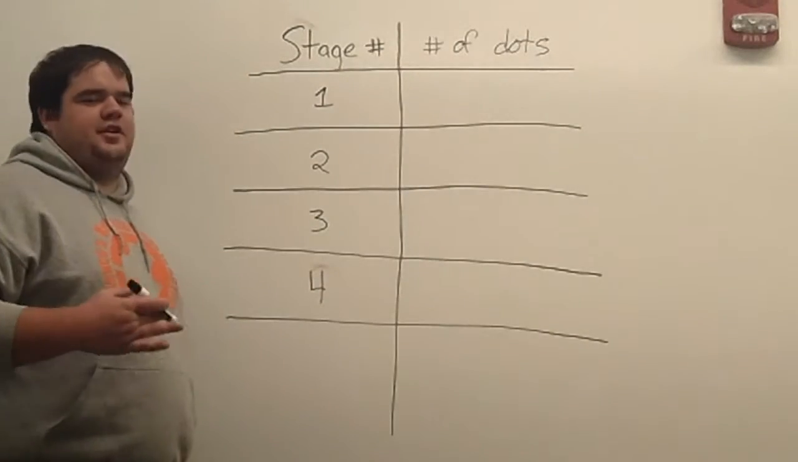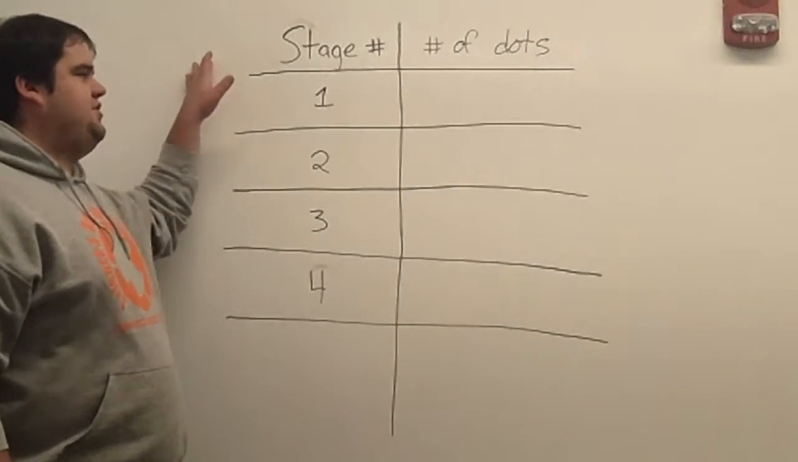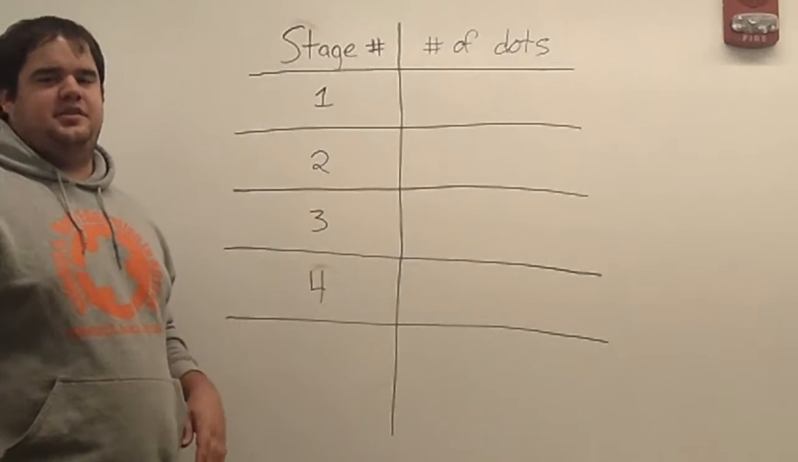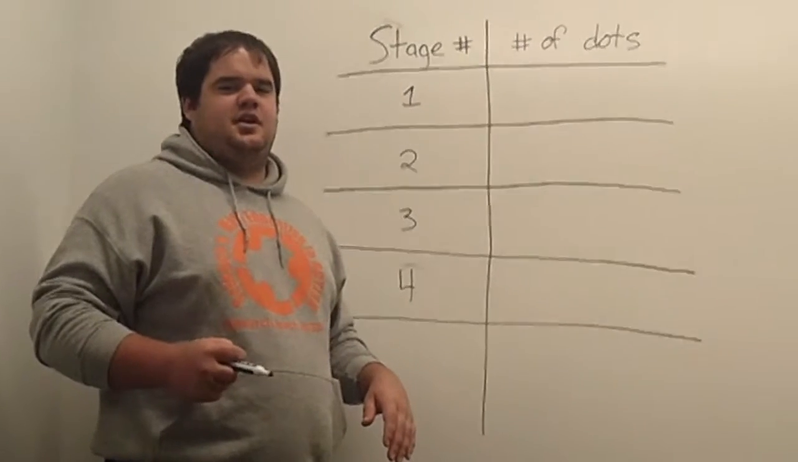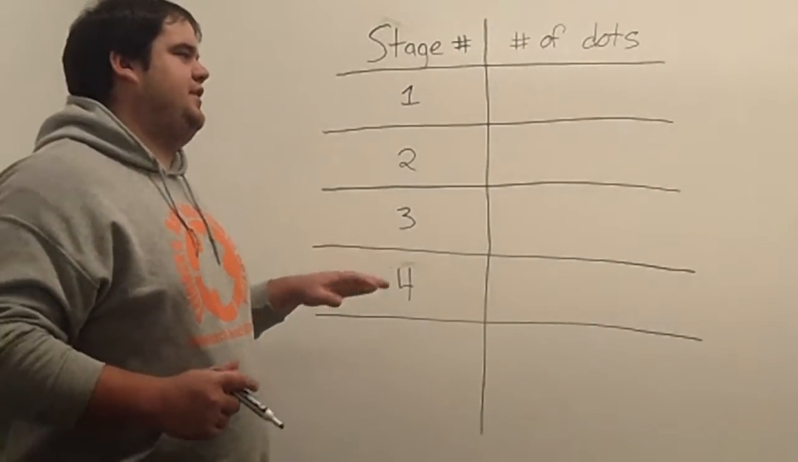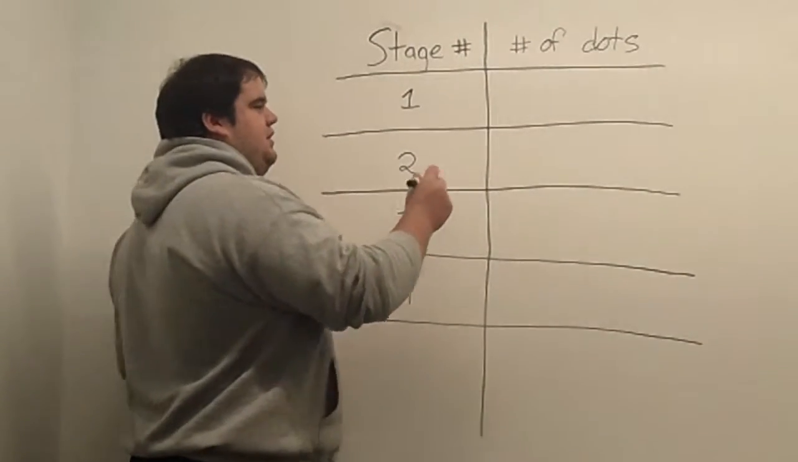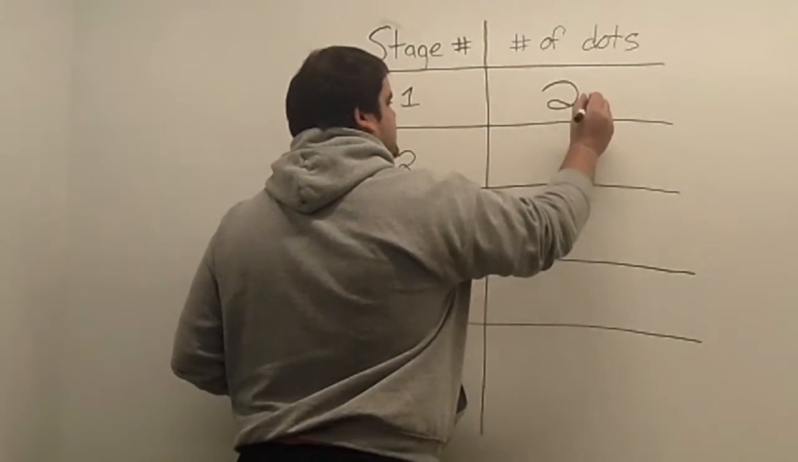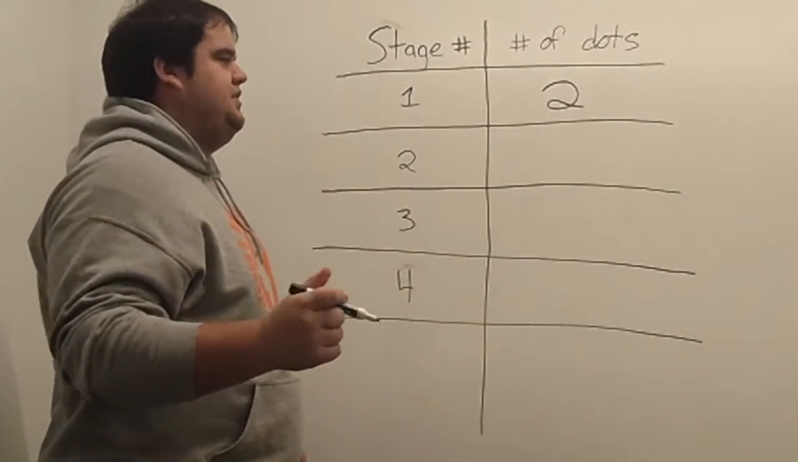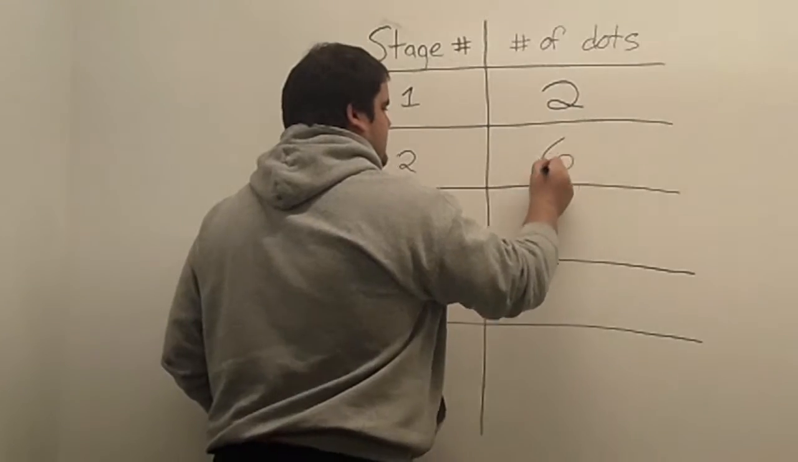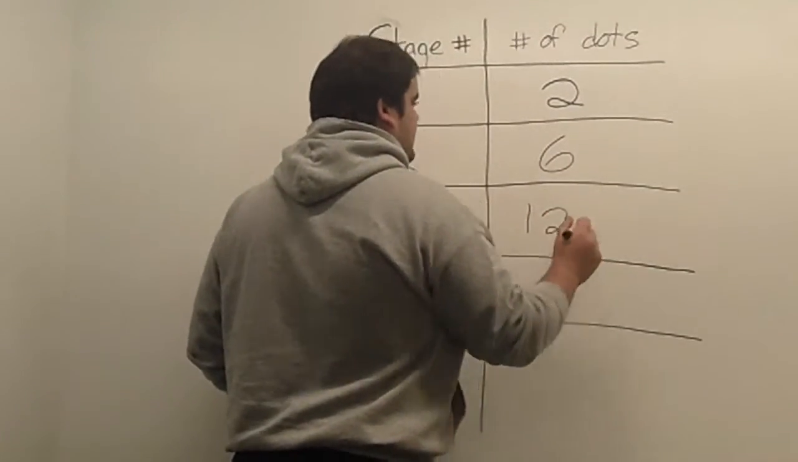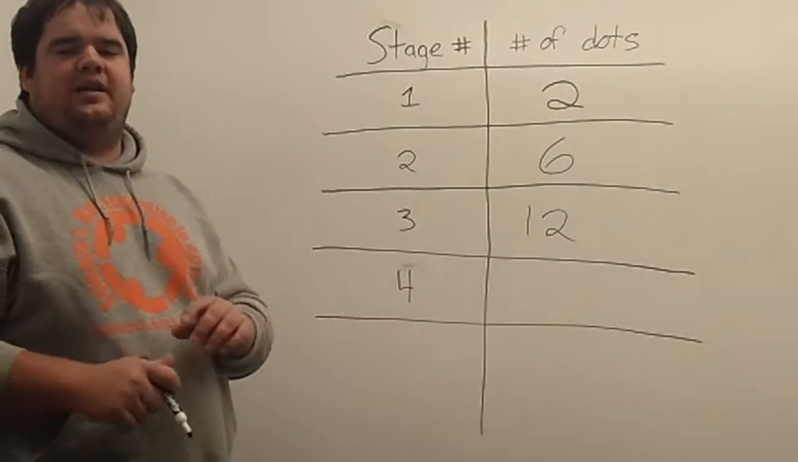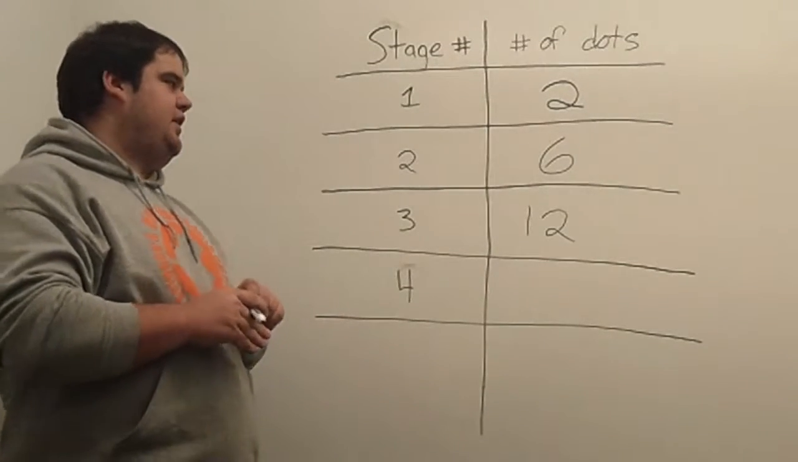So here we've constructed a table that shows the stage number and then the number of dots for that stage. So if we go back and look at the number of dots on each stage, we should be able to fill in this chart. So the first stage, as you can see, has 2 dots. The second stage has 6 dots. The third stage has 12 dots. From here, we just try to look for a pattern or see if there's anything we can find.